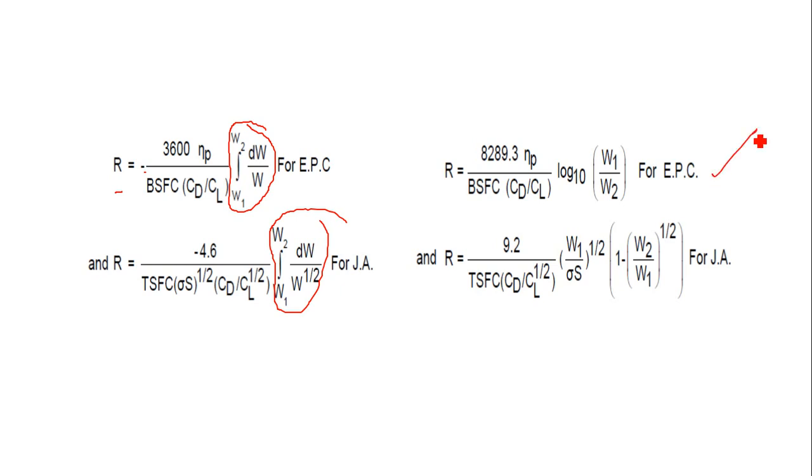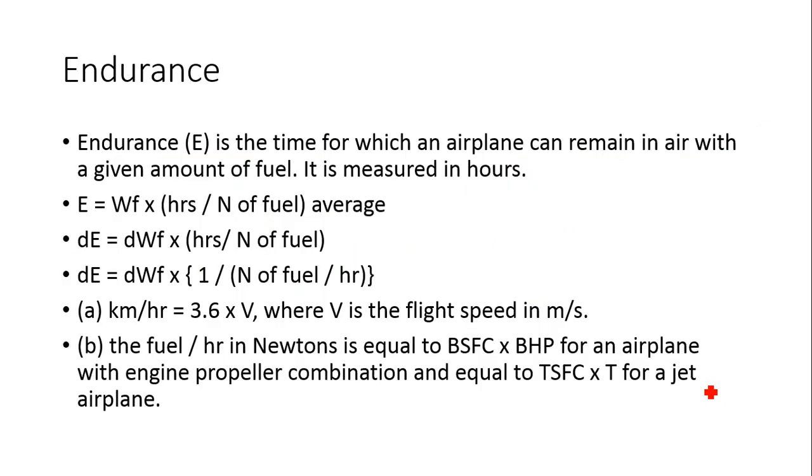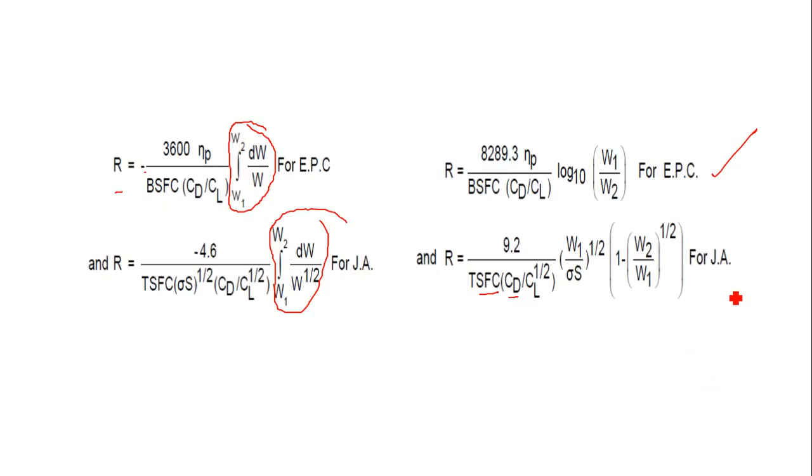This is for the engine propeller combination. And for jet powered, R is equal to 9.2 divided by TSFC, CD by CL power 1 by 2, into W1 divided by sigma S whole power 1 by 2, into 1 minus W2 divided by W1 whole power 1 by 2. This is for jet powered airplanes. So just write these two formulas for solving this.